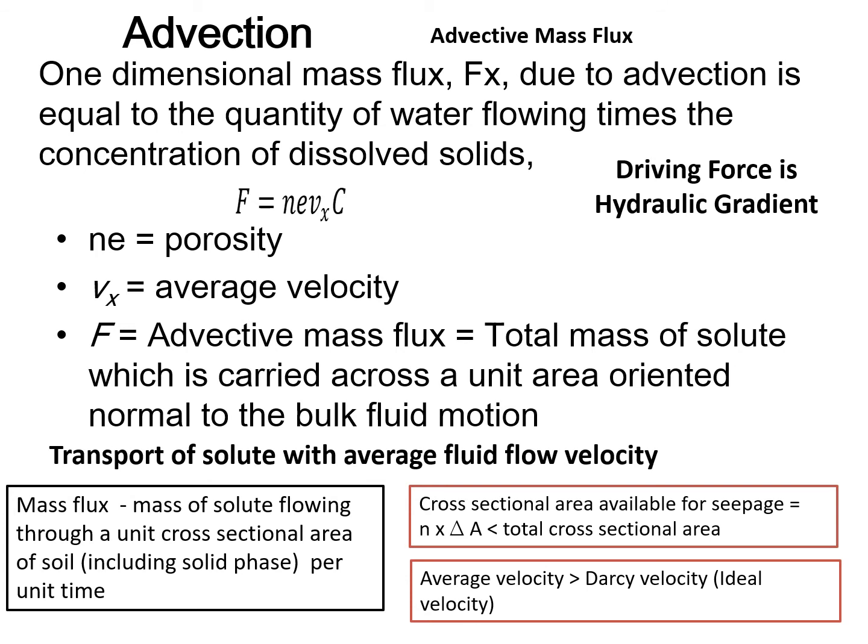So this is giving us the overall scenario for advection and an expression for the mass flux. Mass flux is the mass of solute flowing through a cross-sectional area of soil, including the solid phase, per unit time. The cross-sectional area available for seepage is equal to n times the differential area, and it will be less than the total cross-sectional area.